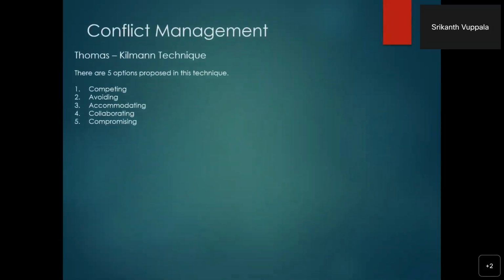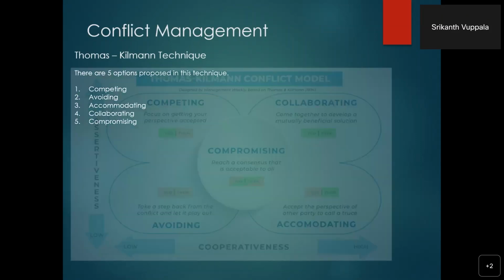So moving on to the next thing, we'll see what conflict management is and how to handle that. There is a particular technique, the Thomas-Kilmann technique, we follow to do the conflict management. Basically, any person will fall under one of these categories: competing, avoiding, accommodating, collaborating, and compromising. We'll see in detail with an example how this will work.